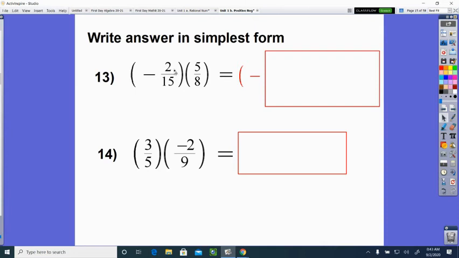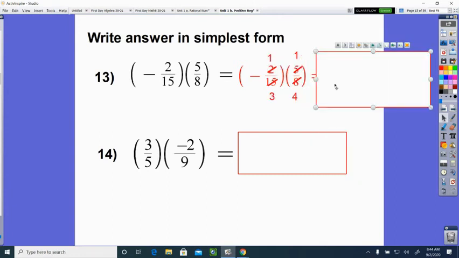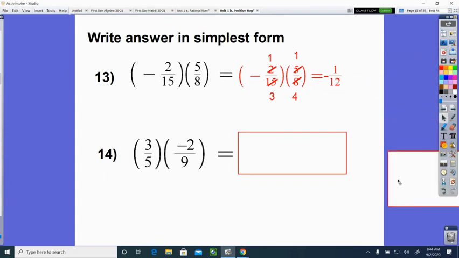So there's 1 2 here, and there are 4 2s here. So when you cross cancel, you might remember that it looks something like this. So divide 15 by 5, get 3, divide by 5 and get 1. 8 divided by 2 is 4, 2 divided by 2 is 1. And now you multiply the new numerators and the new denominators, and don't forget that it should be a negative, and we get negative 1/12.